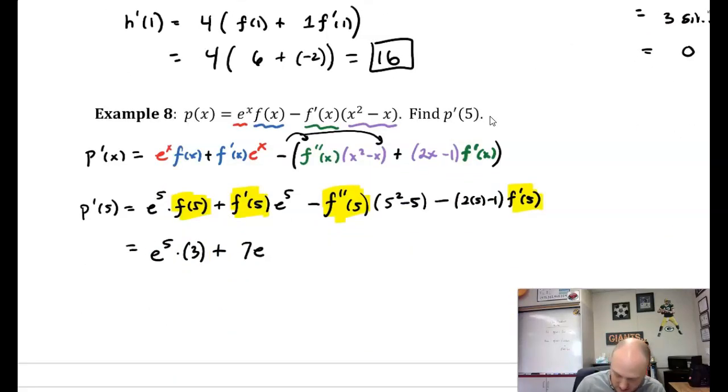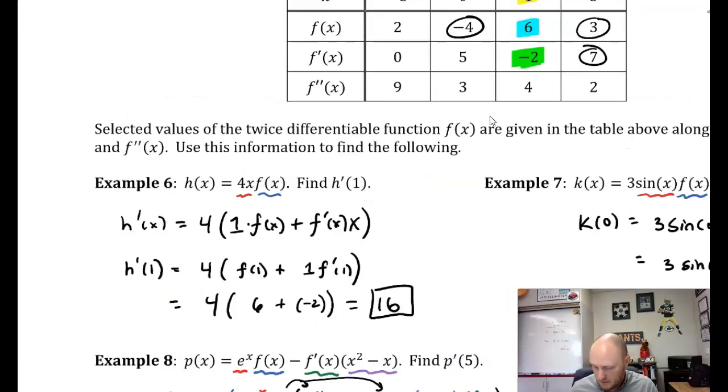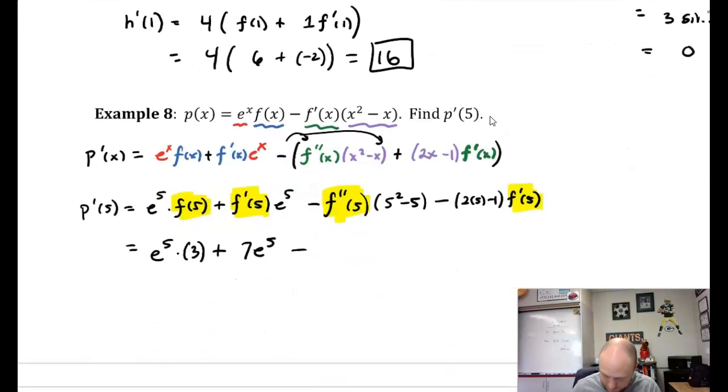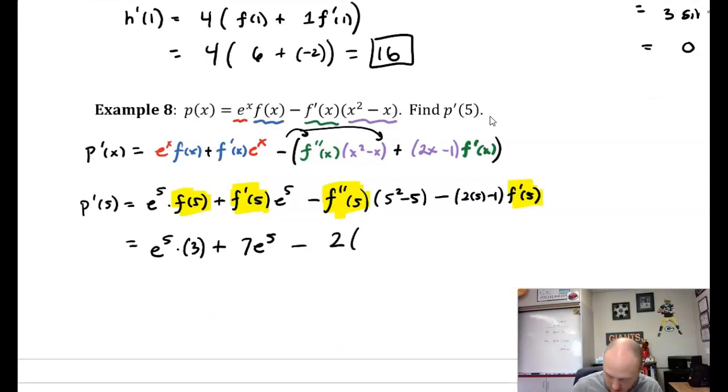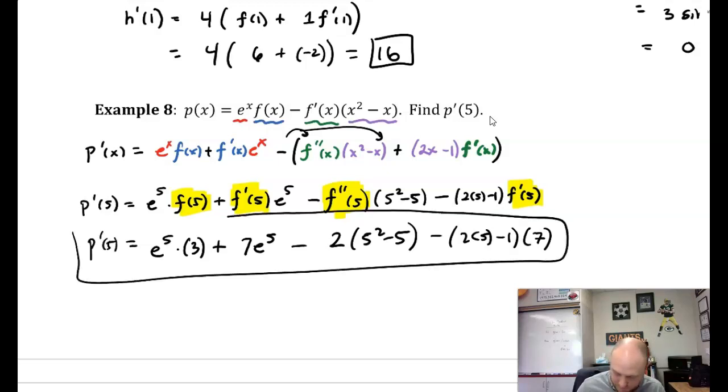So 7e to the 5th. Minus f double prime of 5, that's 2, times 5 squared minus 5. Minus 2 times 5 minus 1, times f prime of 5, which again we said was 7. So there's your answer. If this is an FRQ, stop. Do not simplify. You may or may not make a mistake, and if you make a mistake, you're going to lose the points. So if you don't have to simplify, don't simplify.